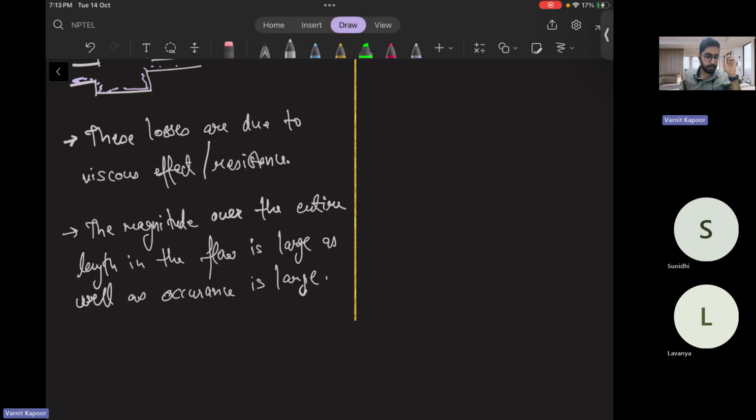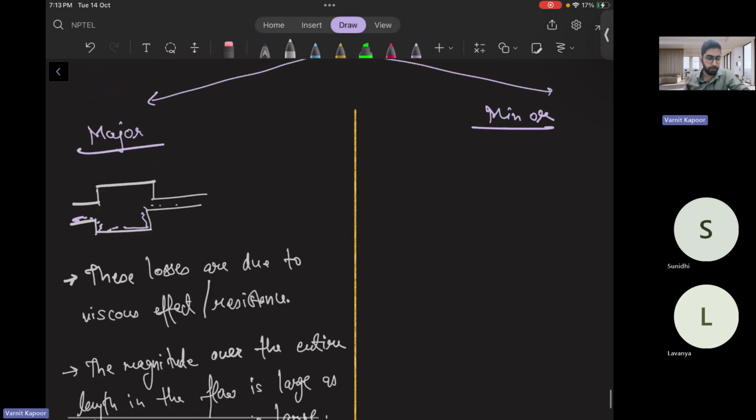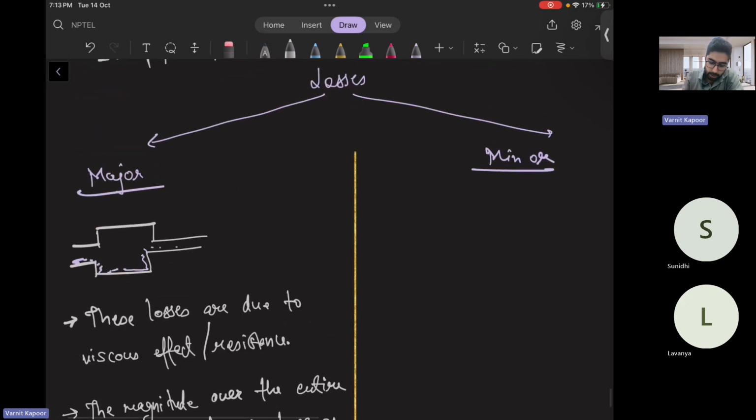Whereas the minor losses are due to the change in the momentum of the fluid. Suppose the direction is changed or a sudden expansion or contraction is happening. The magnitude is less and the occurrence is less also. That is why they are also known as variable velocity losses. All right. Suppose I have a scenario like this, again the same kind of scenario.